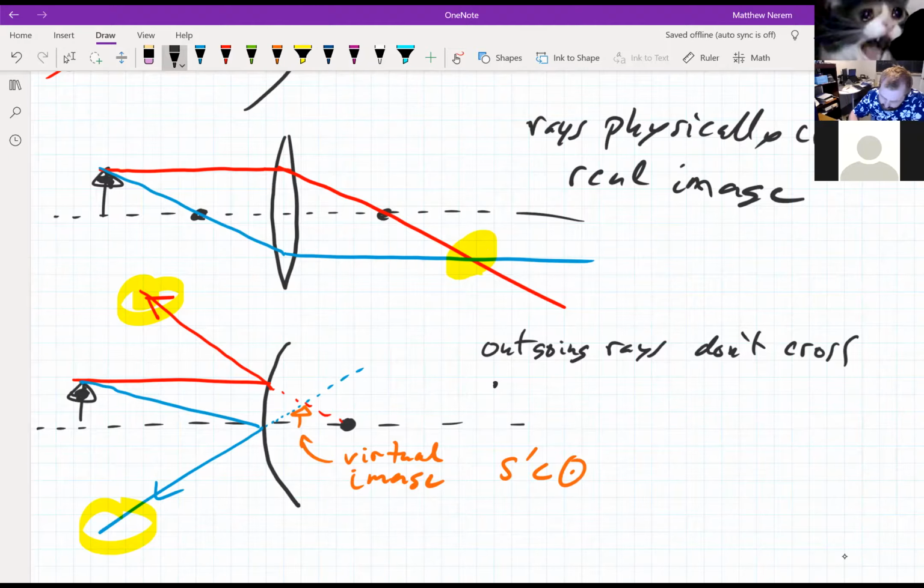Other ways to say this: the image is behind the mirror.